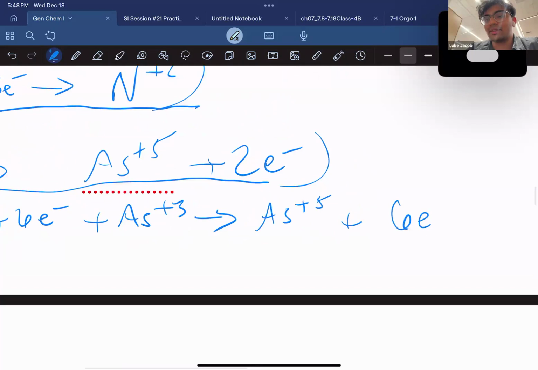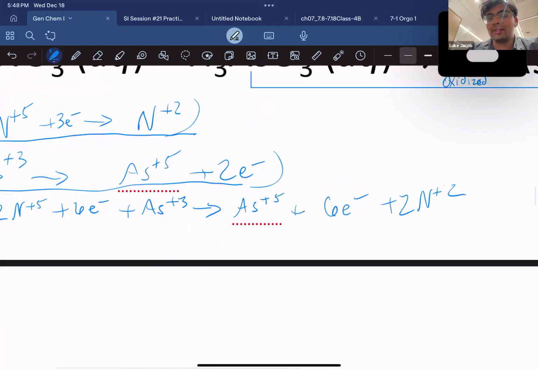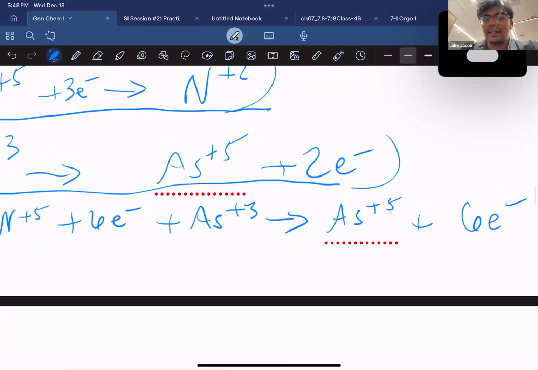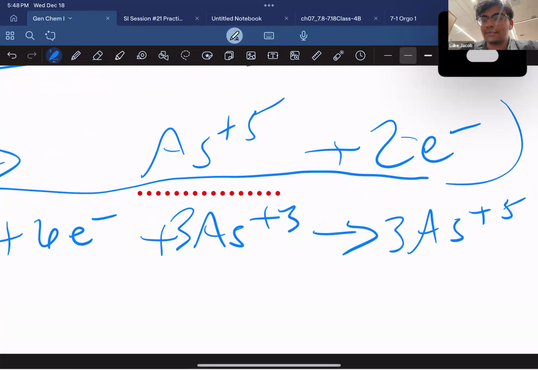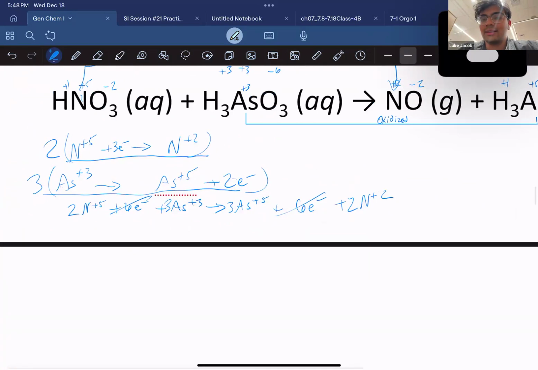So this would be plus 6 electrons plus 2 and plus 2. And as you can see here, all the charge and mass is... sorry, I did not add the 3 here and the 3 here. So all the charge and mass of these things are actually preserved and the electrons cancel out, right? And so then what you can do is take these coefficients and put them in the front of these things and you'll see that they're all balanced.